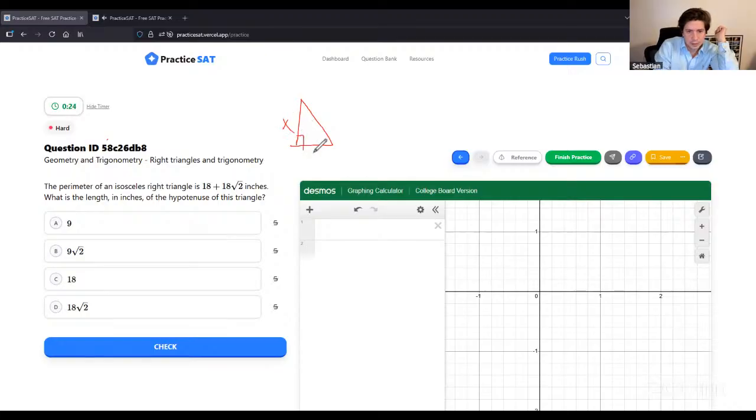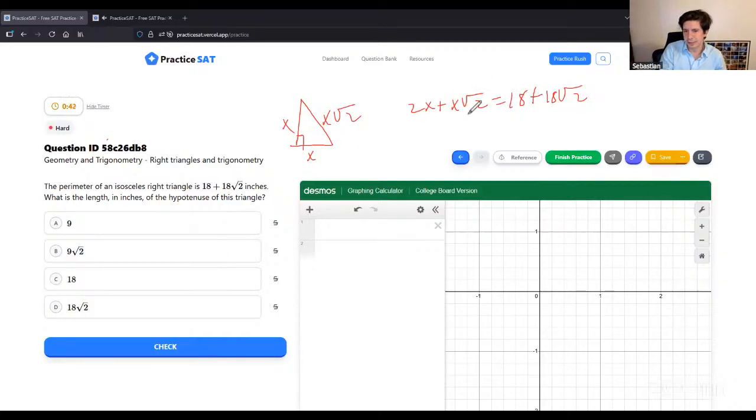So we're going to have x, x, x root 2. So when we add them together, we're going to get 2x plus x root 2 equals 18 plus 18 root 2. And the issue is people think, oh, it's 18. And then they put that. It's not going to work that way because if it was 18, then we'd be getting 36. What you can do is factor out the x and get 18 plus 18 root 2 over 2 plus root 2.